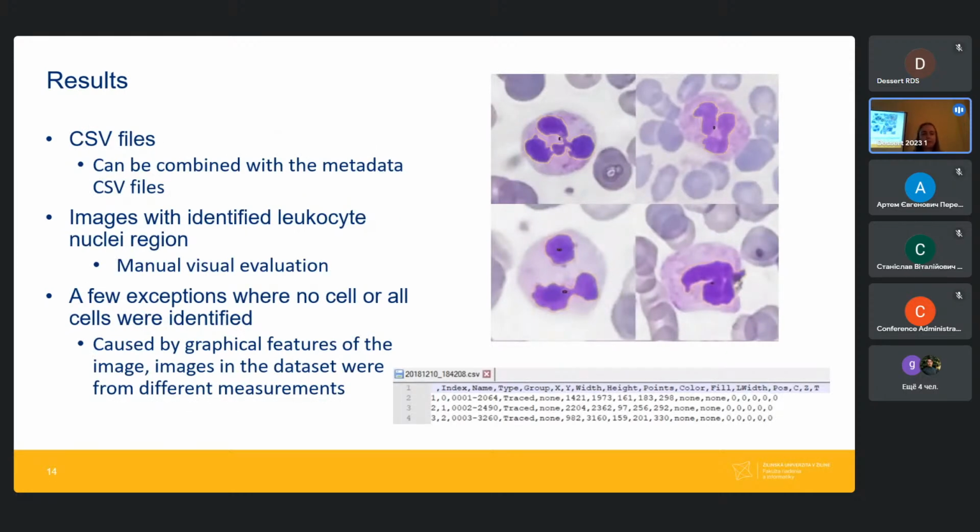About the results, the output of the system is essentially some CSV files, which have the data about the position and some other things about the identified regions. Then some images, I don't know if you are able to see this, that have the regions identified. Maybe you would ask why in one cell there are two marked regions.